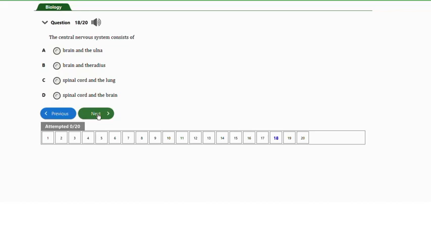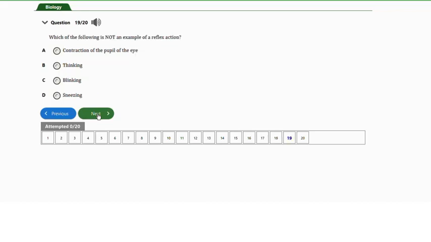Whereas the associated nervous system at the periphery, extending from the central nervous system, is the peripheral nervous system. They include the cranial nerves and the spinal nerves. So guys, the central nervous system is just the brain and the spinal cord, or simply the spinal cord and the brain, and that's option D. So let's look at the next question.